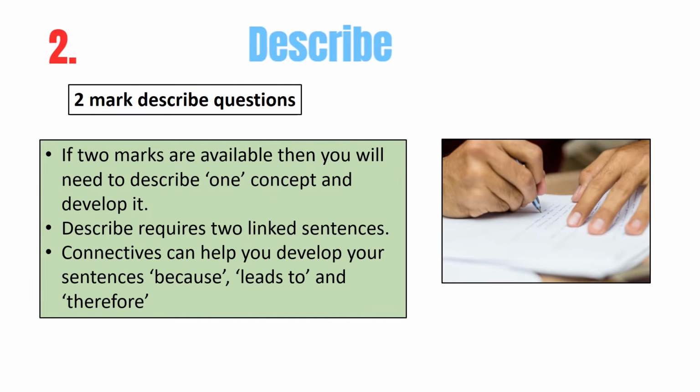So if 2 marks are available for a describe type question, then you need to describe one concept and develop it. So you could develop it by using connectives such as because, or you could develop it by using another sentence, but it must be developed. You do not include 2 concepts when it's a 2-mark question or if it asks you for one concept. So you need to ensure that you're aware of connectives as well. That can help you, but also I will show you how you can use a linked sentence to make sure that you get the full marks for these 2-mark questions. Every mark counts.